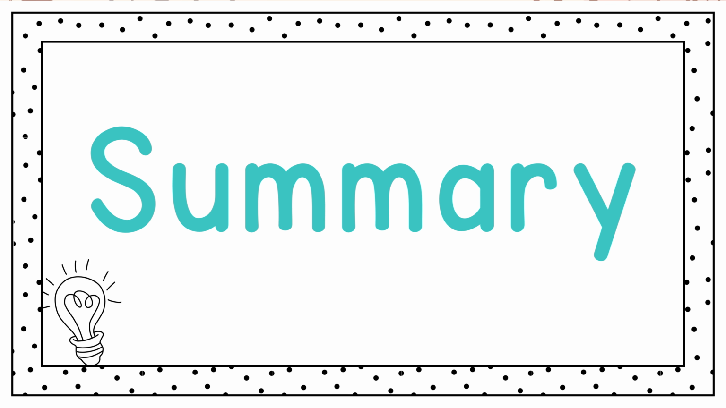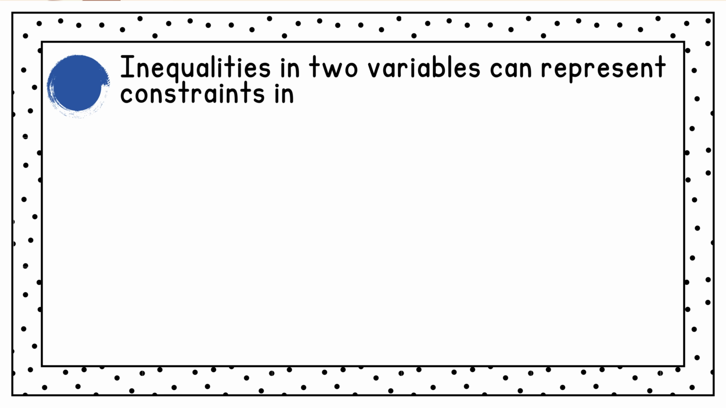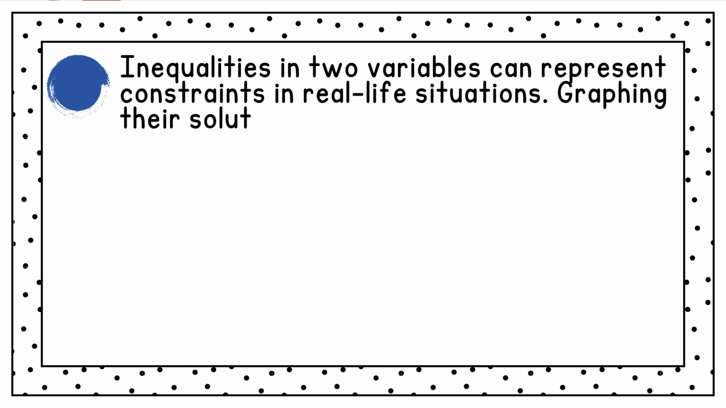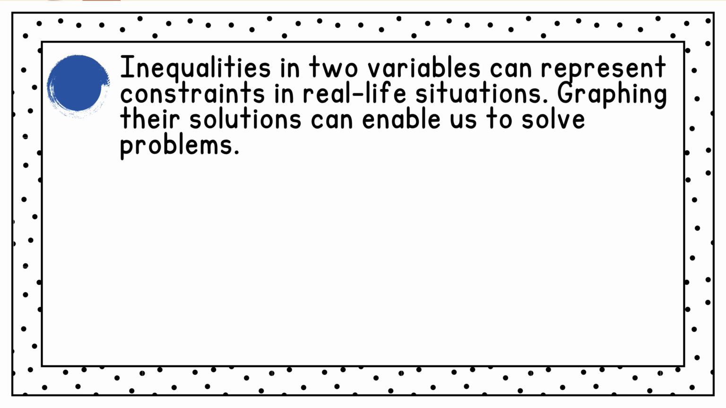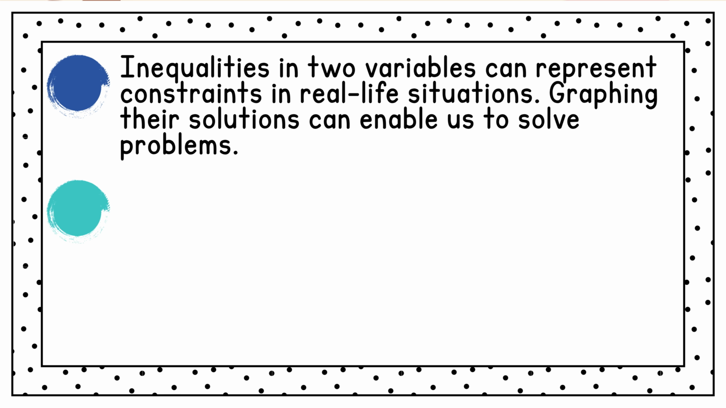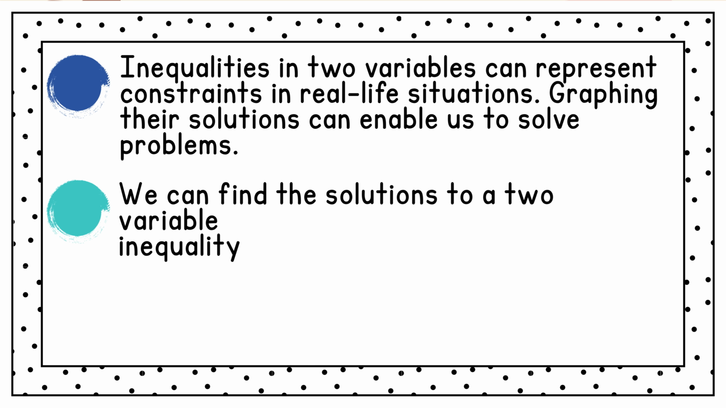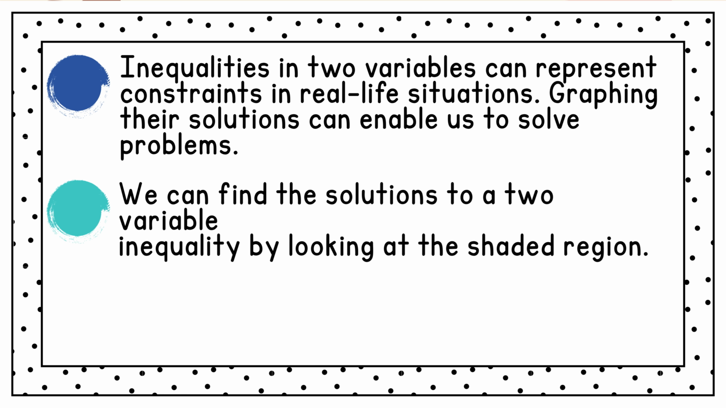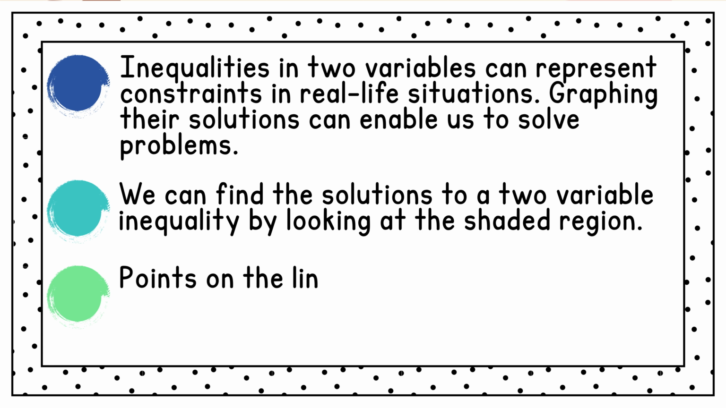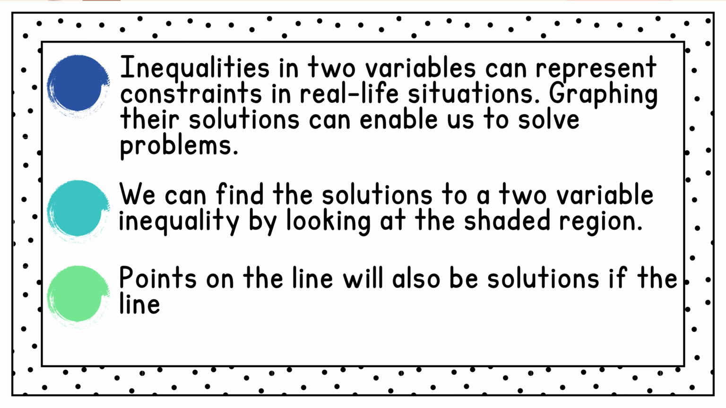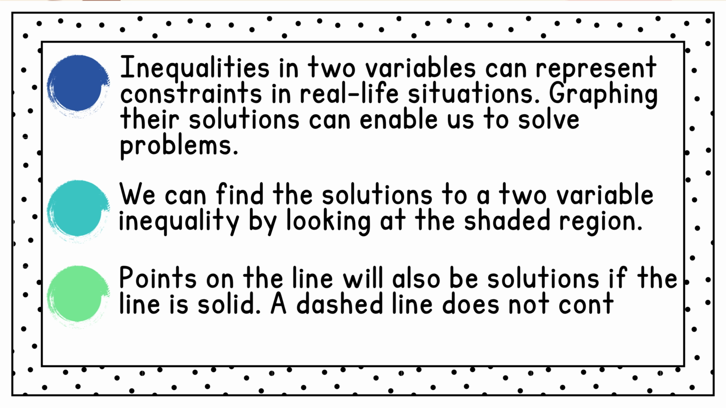Now let's recap what we've learned. Inequalities in two variables can represent constraints in real-life situations. Graphing these solutions can enable us to solve problems. We can find the solutions to a two-variable inequality by looking at the shaded region. Points on the line will also be solutions if the line is solid. A dashed line does not include solutions, though.